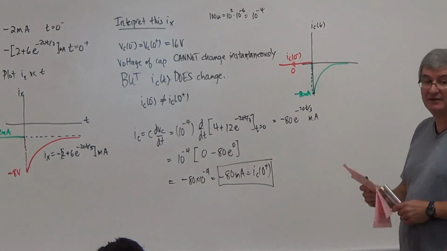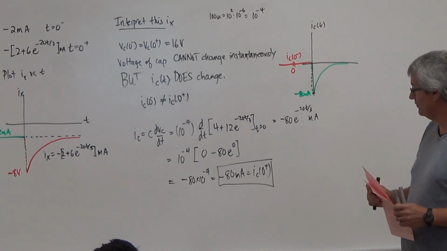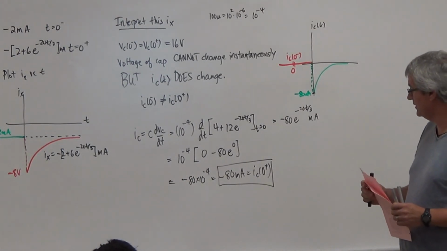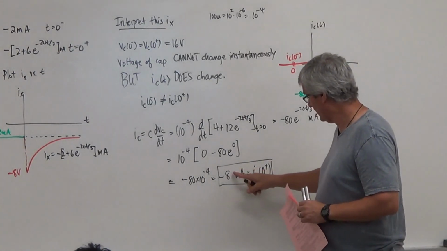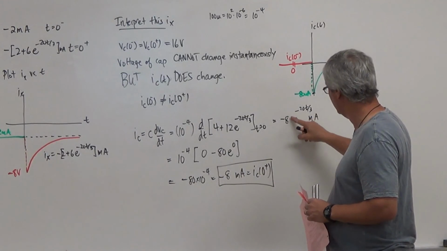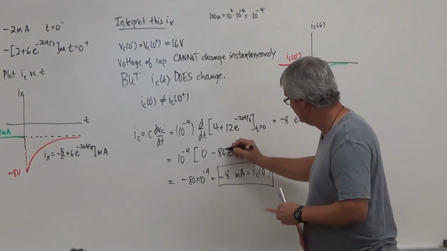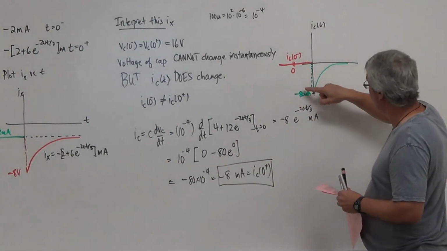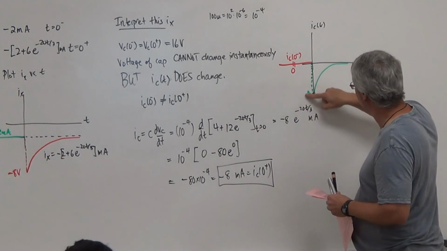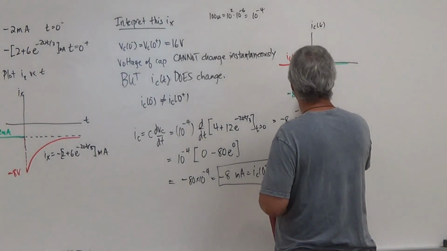So what we're seeing here, yes? Negative 80 times 10 to the negative 4 is negative 8. Yes, thank you. I like multiplying by things apparently. So I'm going to take, no, that's 8. Okay, negative 8. So then I'm going to get minus 8 milliamps.